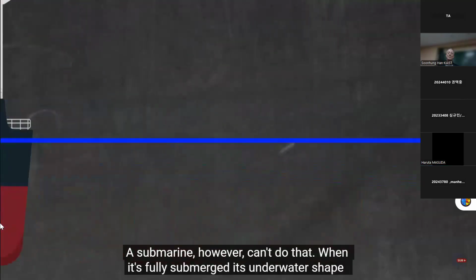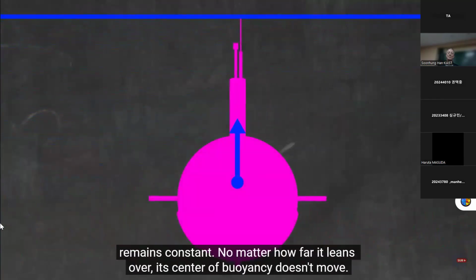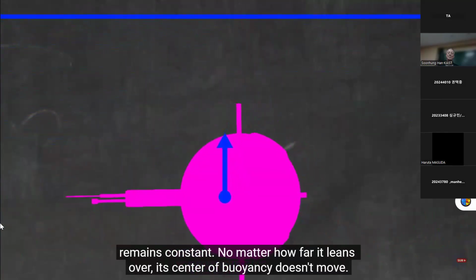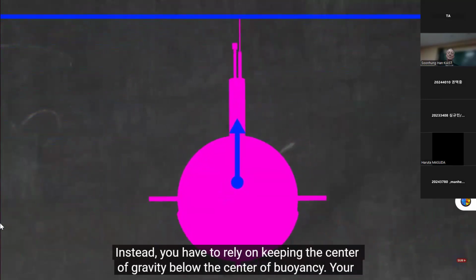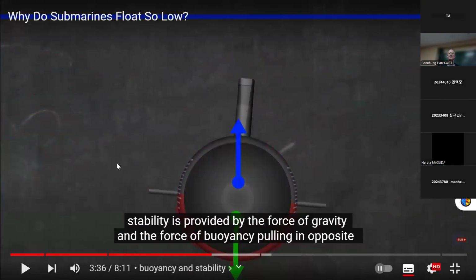A submarine, however, can't do that. When it's fully submerged, its underwater shape remains constant no matter how far it leans over. Its centre of buoyancy doesn't move. Instead, you have to rely on keeping the centre of gravity below the centre of buoyancy. Your stability is provided.